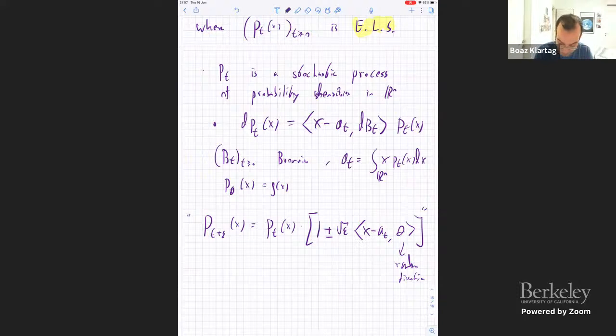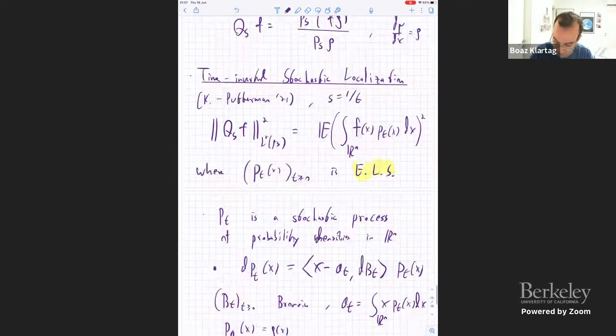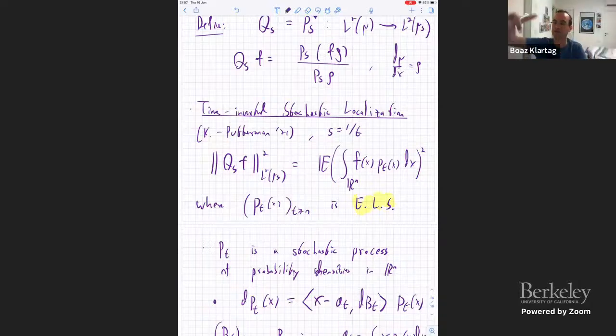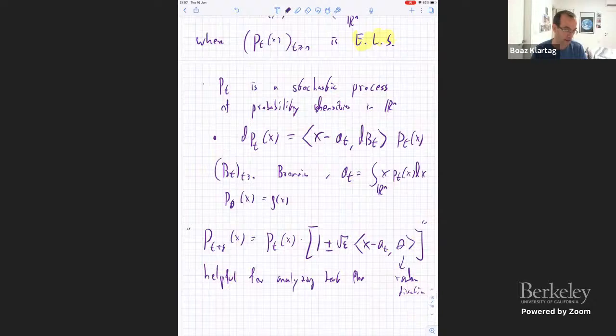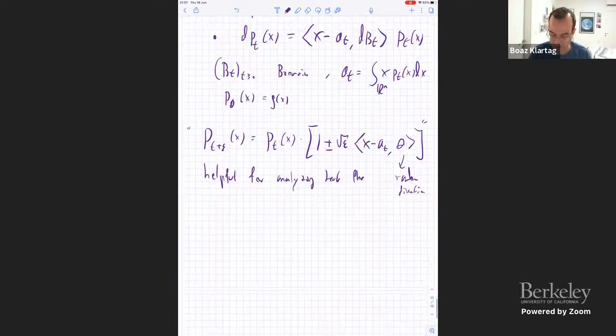And this is very helpful for analyzing the heat flow, for instance, because of the formula I showed you above, right? You get it from the heat flow. It kind of reverses the time of the heat flow and lets you use the isotropicity of the measure in a very clean way.